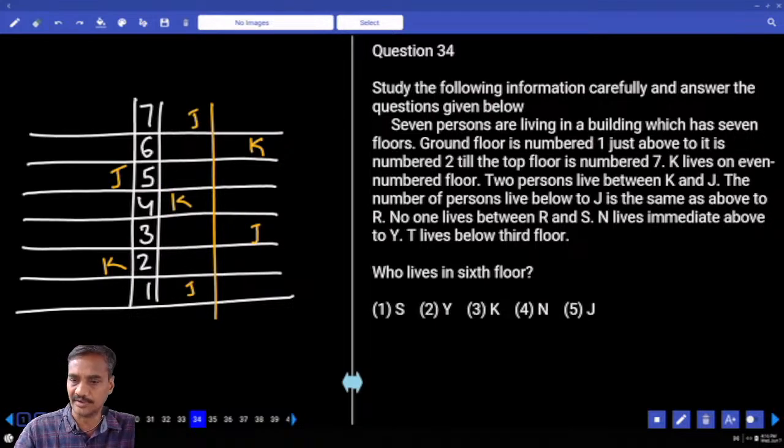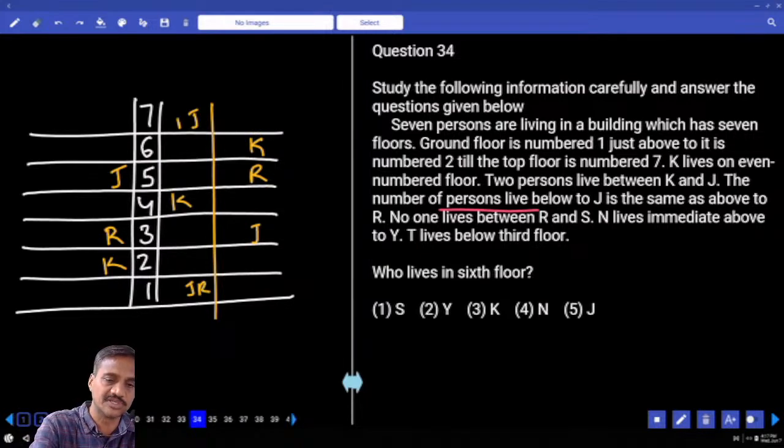And the number of persons living below J is the same as above R. Below J, above R. J is third from the top, third from the bottom. Now there are 2 persons below this one, R must be here. Now in this case J and R must be in these 2 places in any order. J and R. And no one lives between R and S. Now in between R and S there is no person, R and S must be adjacent to each other.